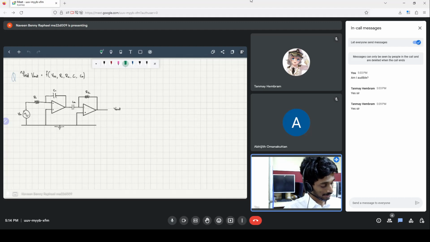Now we'll be seeing the operational amplifiers in terms of using capacitors and the like. I'll wait for some time for you to solve this, and then I'll move on.